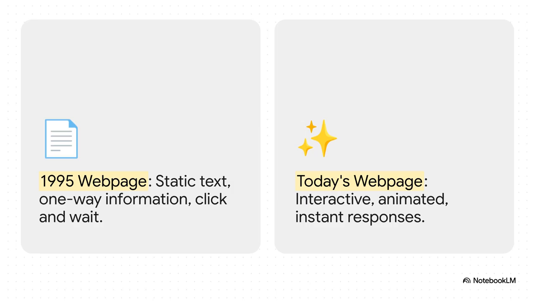So just think back for a second to the early web. A web page was pretty much just a digital piece of paper. You'd click a link, the whole screen would flash white, and you'd just sit there waiting for a completely new page to load. It was all very static. Now, compare that to today. We've got websites that feel more like super slick applications with instant feedback and smooth animations. The whole experience couldn't be more different. So what on earth changed?